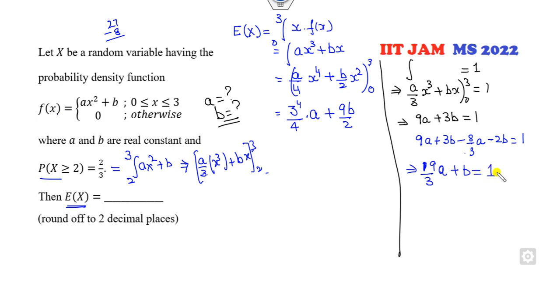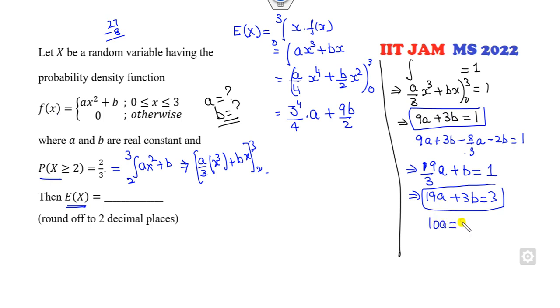Fine. Is it clear? Now I can simply take the LCM: 19a plus 3b is equal to 3. So you have the two equations. I can subtract them. You can see 3a and 3b cancel. So 10a is equal to 2. a is 1 over 5. Is it fine? So no, sorry, it's 2 over 3. It's not a 1, it's 2 over 3. So if I multiply, it's a 2, so a will be 1 over 10.